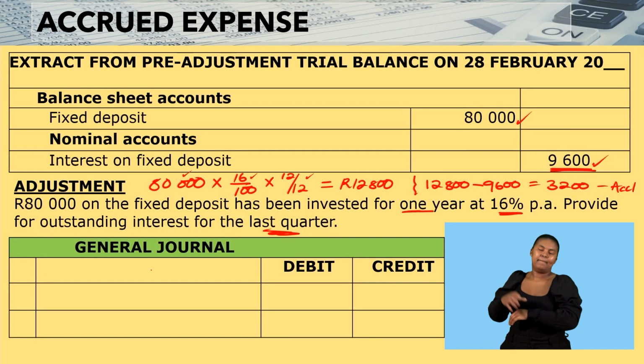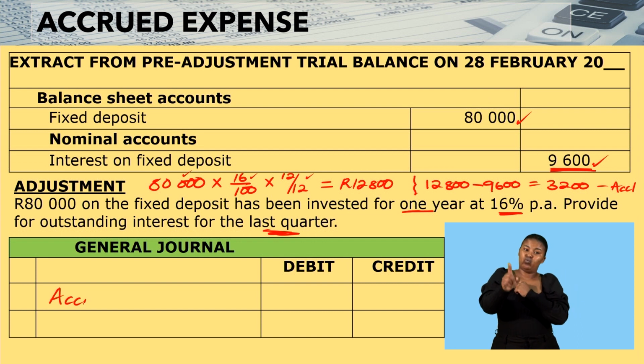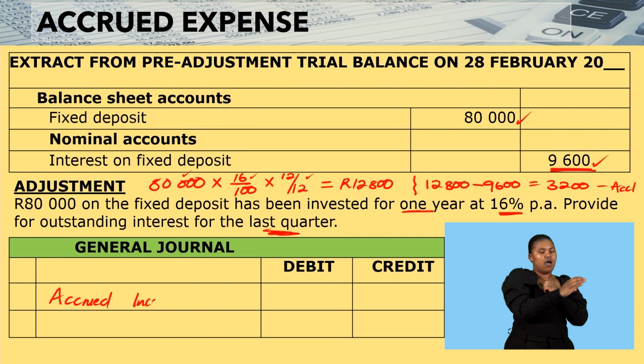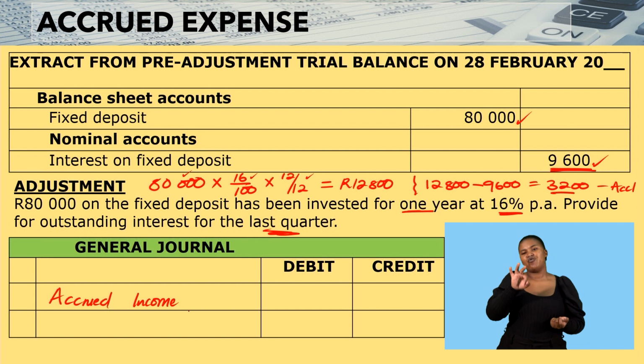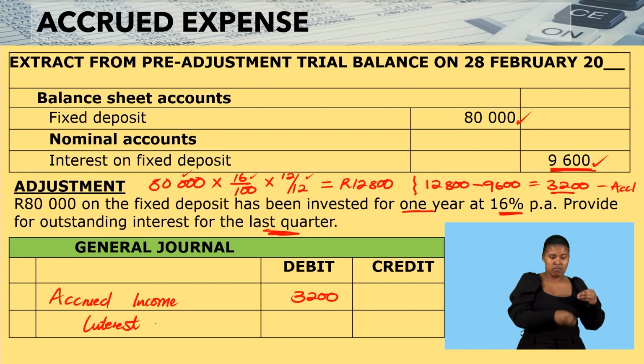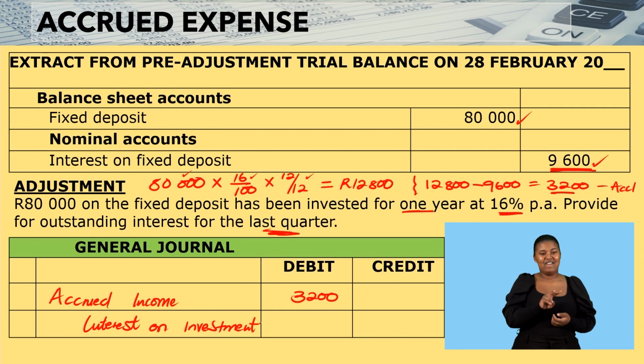Accrued income. When we come to the general journal, you have to remember that we debit accrued income. So I'll come here and I'm debiting my accrued income. And the amount thereof is 3,200. The amount for the last quarter that we have not yet received. And I would then credit interest on investment. Interest on investment, and the interest on investment that is accrued is the 3,200.